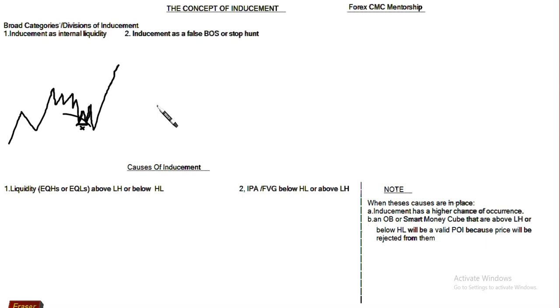Now, the second type of inducement I've seen is inducement as a false break of structure, or stop hunt. Let's say you have market structure like this, you see something like this, then the market still goes higher. Why did the market do this? What causes this false break of structure? Because if this breaks structure and you say, oh, structure has changed, and you try to sell here, you will be taken out. So this concept is very, very important.